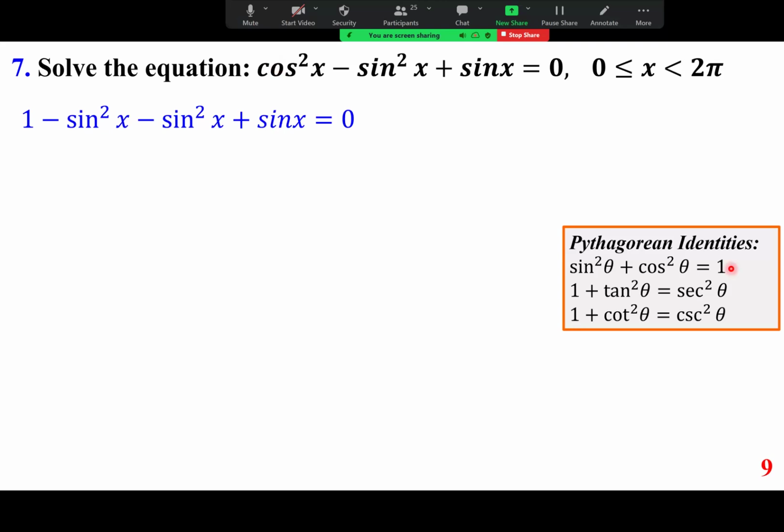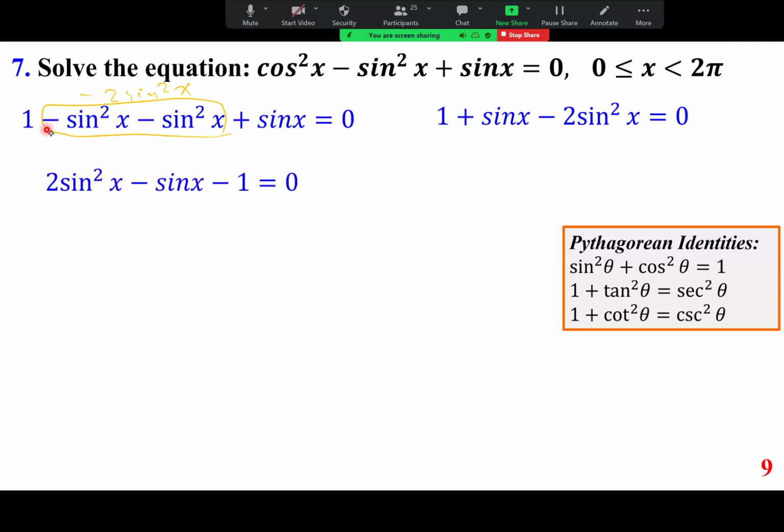And now you have 2 of those. This is minus 2 sine squared x. So we're going to put this in descending order, and we're going to multiply it by -1. This becomes positive 2 sine squared x. This is minus, this is minus, because we want to make sure we can factor it. Okay, so this is how I change that.